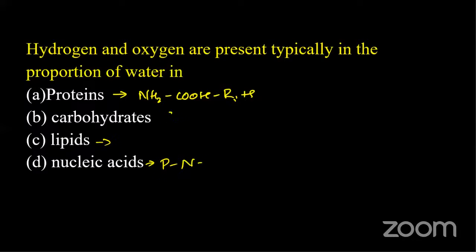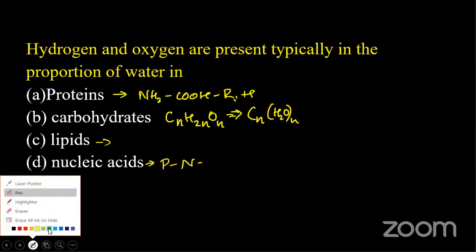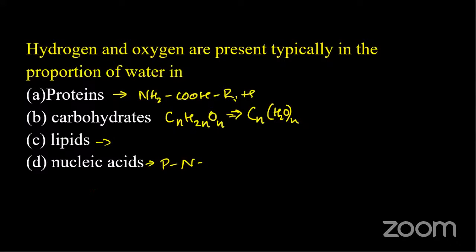For carbohydrate, if you look here, what's the general formula? CnH2nOn, right? In simplification, I can also write it this way: Cn(H2O)n. So the carbohydrate general formula mostly represents the typical composition of water, right? That's why answer B is correct. So you can modify these general statements so you can answer it properly.